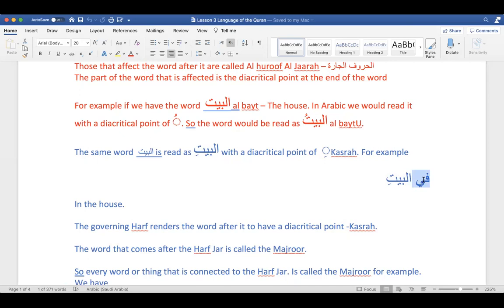How does it affect that word? It affects it by giving it a kasra. And that's it. It's literally that easy. There's nothing else to it. Whatever comes after that harf gets a kasra on its last letter.